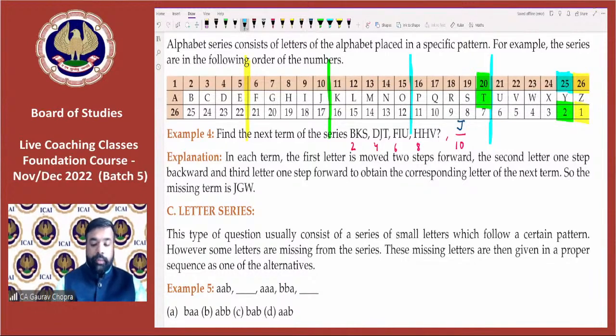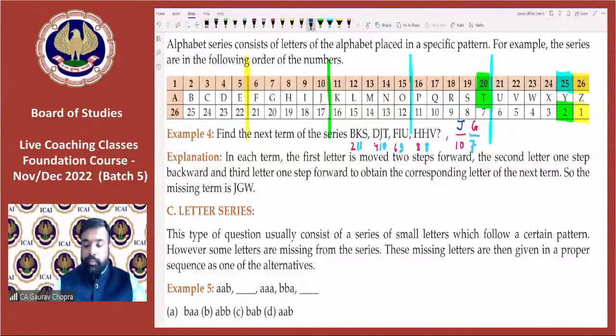Then what about K? K is on 11th position. Then J is on 10th position. I is on 9th position. H is on 8th. Now this time the series is moving in reverse order: 11, 10, 9, 8. Next will be 7. So what is coming on 7th position? In 7th place, we are having G. So we can write G.